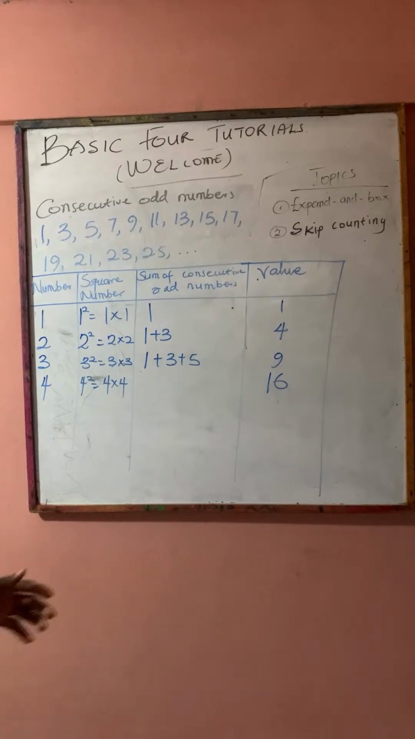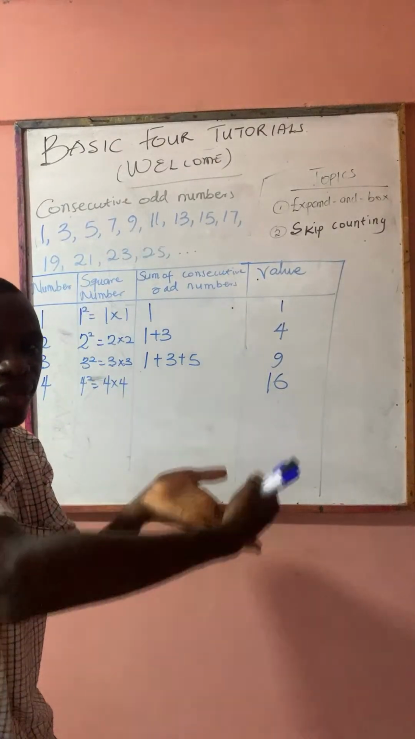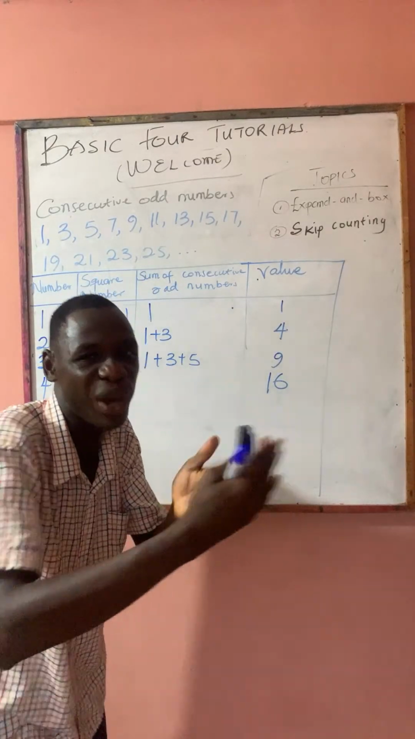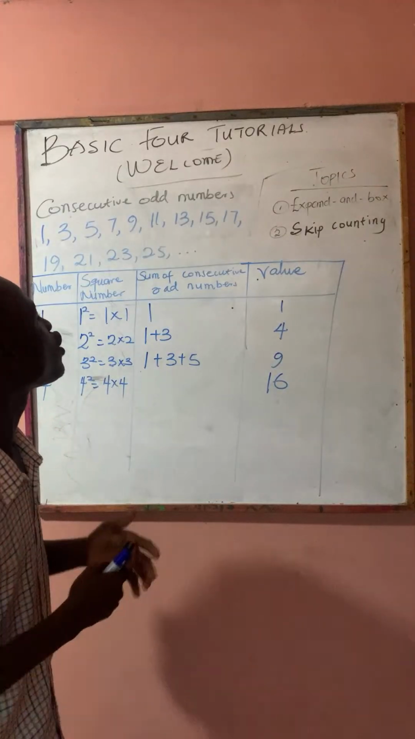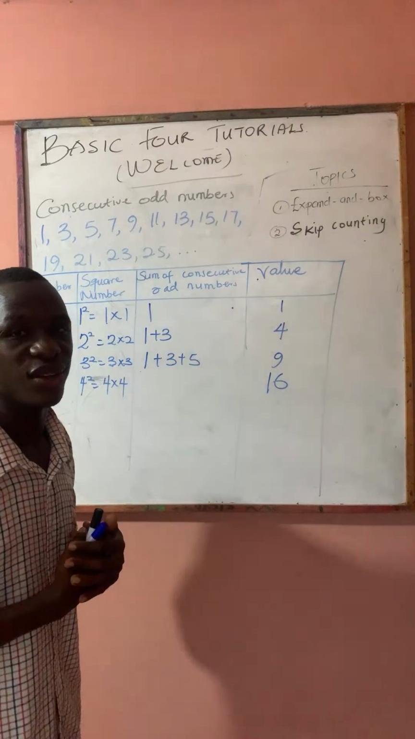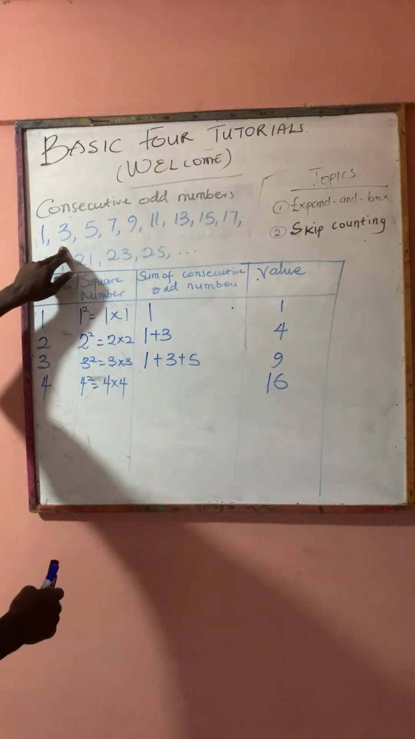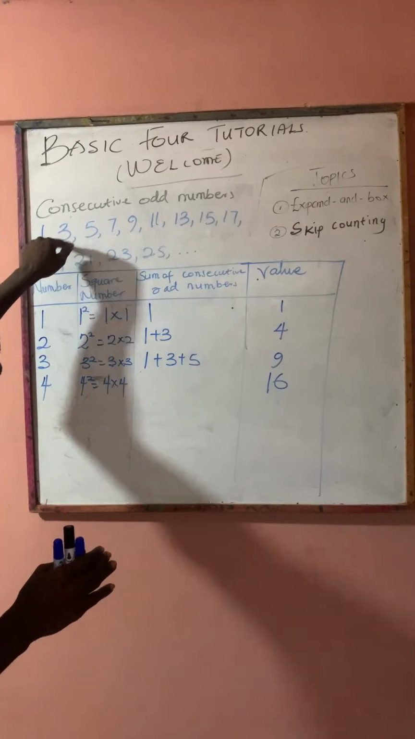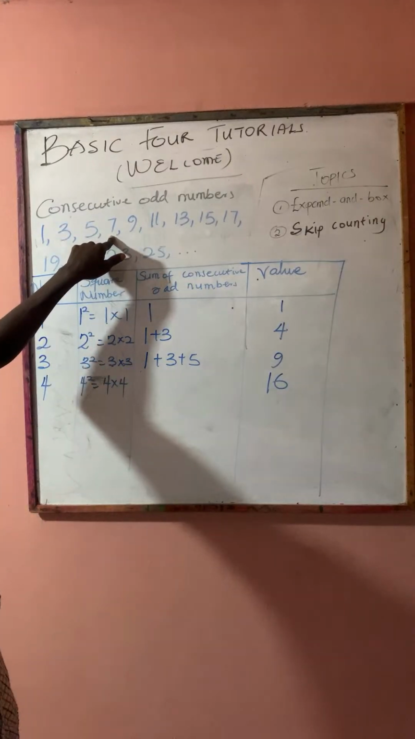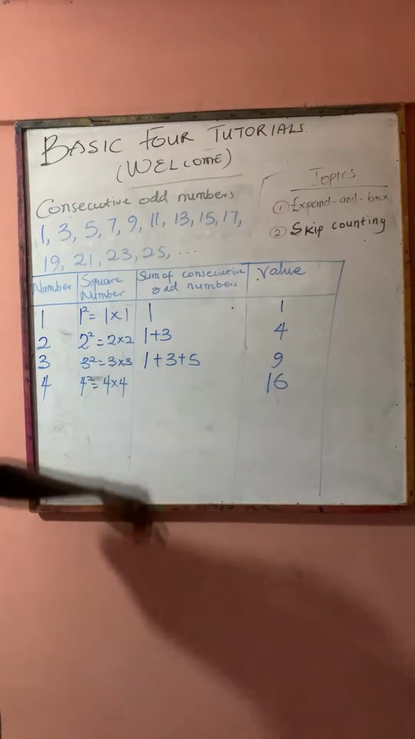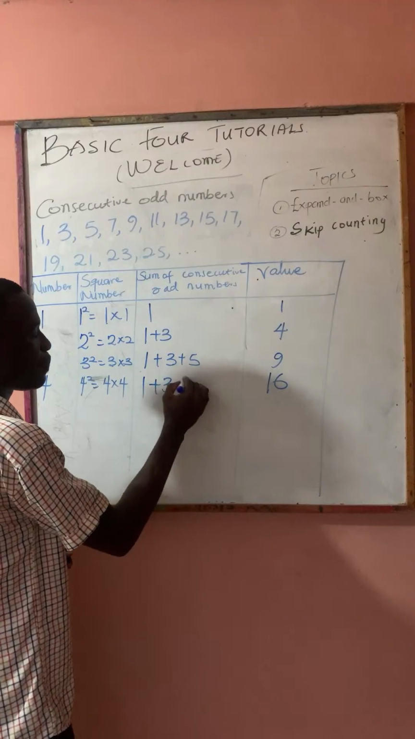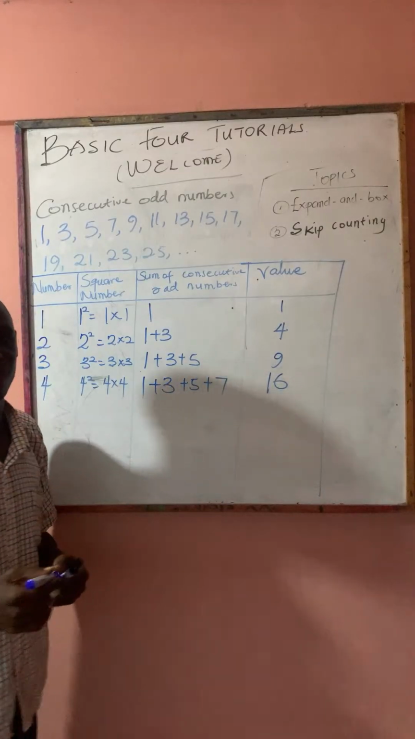Okay, so you see, we want consecutive numbers, they should follow one another. So if we use 3 and 13, it gives us 16, but they are not following one another, so you cannot use that. If we want consecutive numbers, let us add up the numbers that will give us 16. 1 plus 3 gives us 4, 4 plus 5 will give us 9, 9 plus 7 gives us 16. So you have to add 1, 3, 5, and 7. So the answer becomes 1 plus 3 plus 5 plus 7, and that will give us 16.